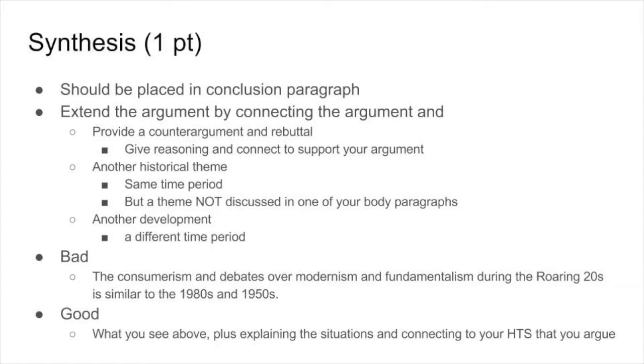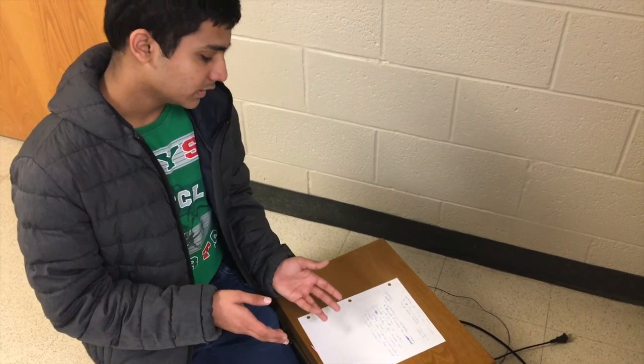So for example, a very good synthesis of the consumerism and the debates over modernism and fundamentalism during the roaring 20s is similar to 1950s and 1980s. You cannot just stop there. You have to explain why they were similar. So you have to explain the aspect of consumerism and how it caused debates between conservatism and modernism.